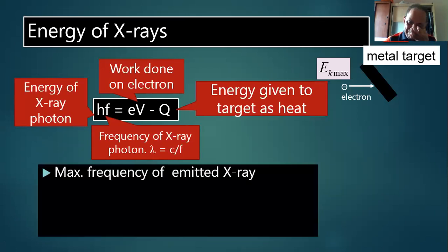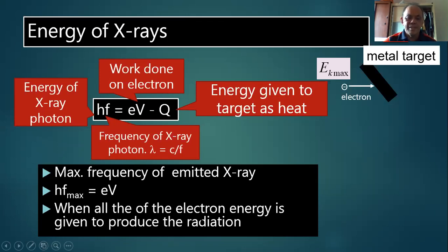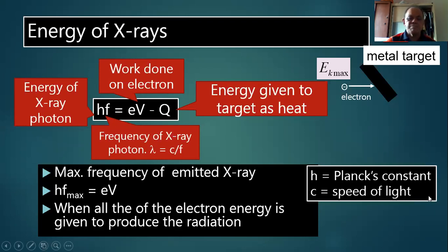So the maximum frequency of the emitted X-ray is where there is no heat given to the target. That is where we get our maximum frequency, when all the electron energy is given to produce the radiation. Remember, maximum frequency means minimum wavelength. We are just using this formula: lambda is inversely proportional to frequency, where h is Planck's constant and c is the speed of light.